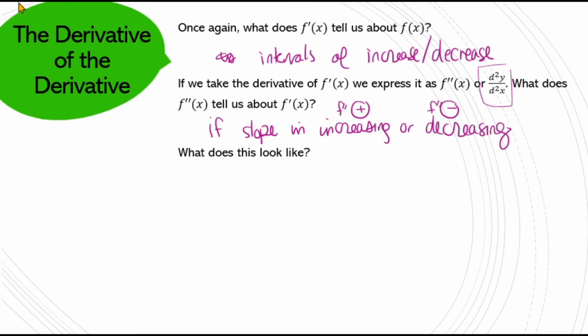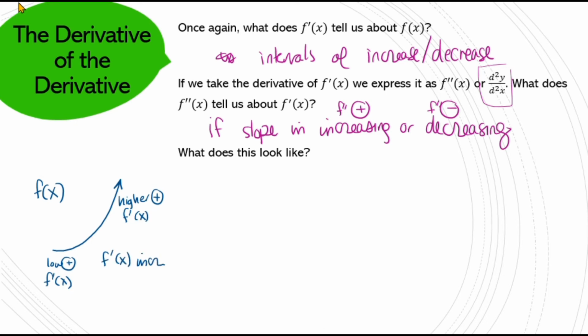So I'm going back to graphing f of x, a function. What does it look like when the slope is increasing? Well, there's one that's easy. Like if you start at a shallow slope, a shallow positive, and you go higher. So we have a low positive slope here. So let's say f prime of x. And by the time we get here, we're steeper, so we have a higher positive slope. So that f prime of x is increasing, and that means that the double derivative will be positive.